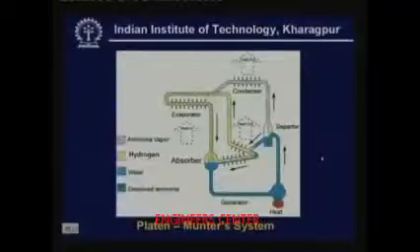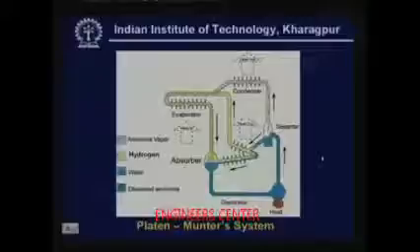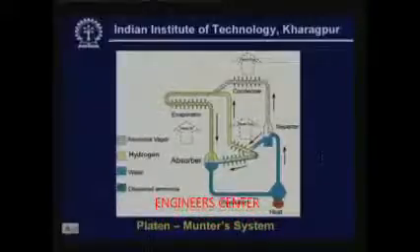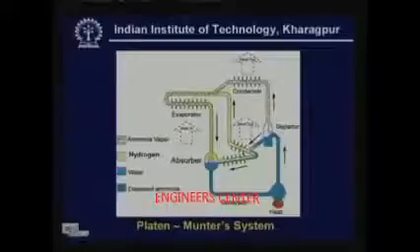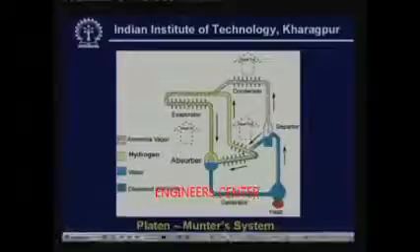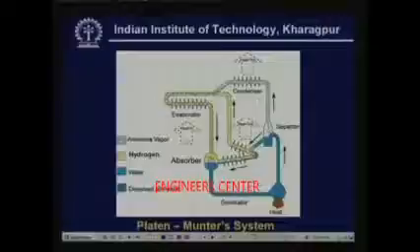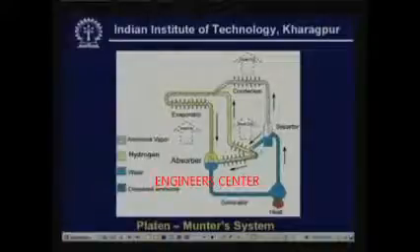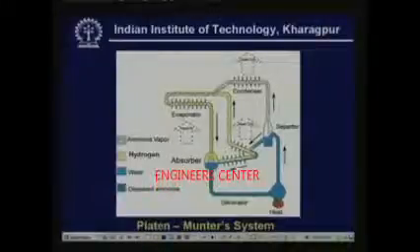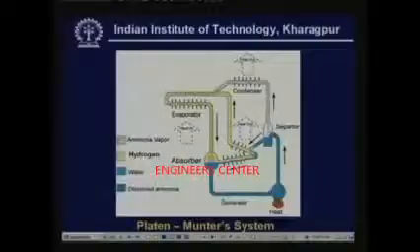Now let us look at the Platen-Munters system. As I was mentioning, a Platen-Munters system is a pumpless system. That means you don't find any mechanical pump in this system, and the total pressure of the system is constant. That means at every point the total pressure remains constant. If the total pressure remains constant, how do you get refrigeration in the evaporator?